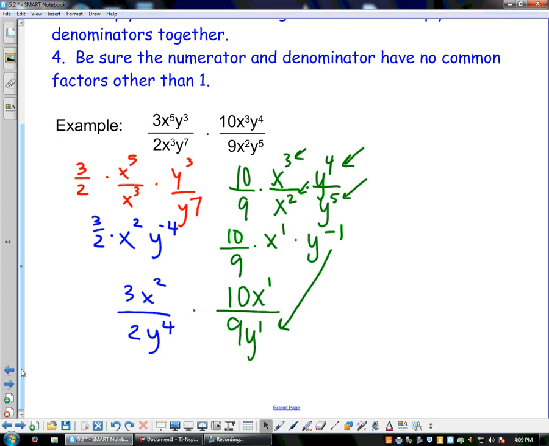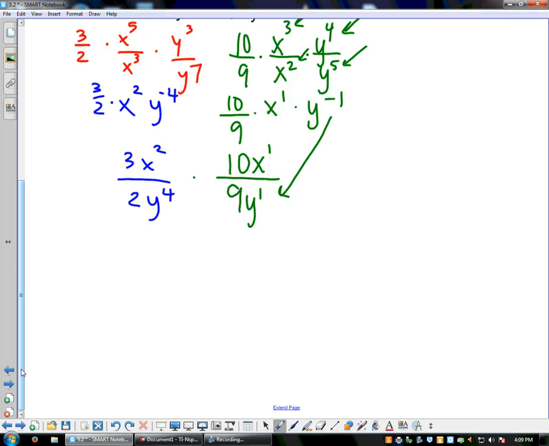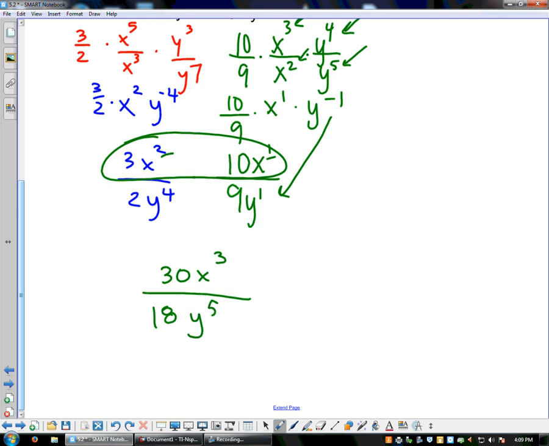Okay, and so at this point we are ready to multiply the two numerators together. If we multiply 3x squared times the 10x to the first, that gives us 30x to the third, because if we're multiplying two numbers with the same base, we add their exponents. And then in the denominator, we get 18y to the fifth, because 4 plus 1 gives us 5.